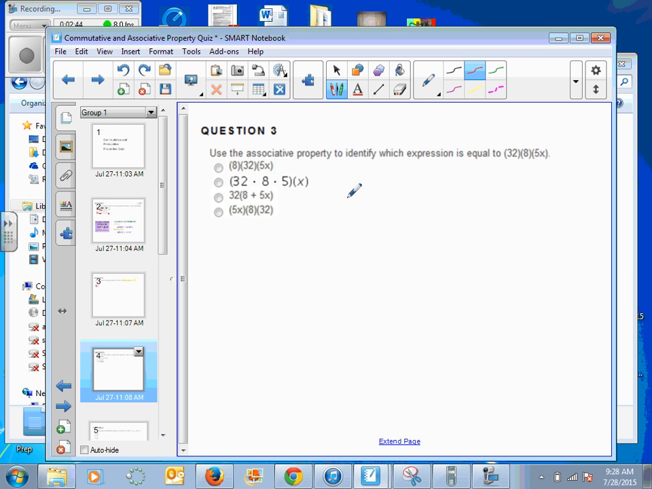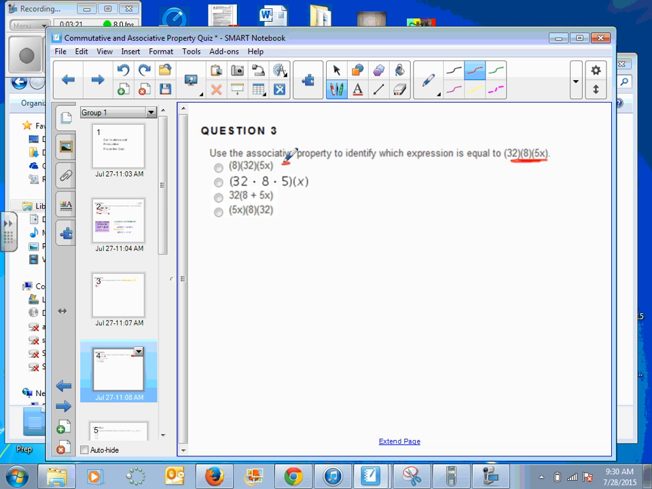Now, use the associative property to identify which expression is equal to 32 times 8 times 5x. We want to see that associative property again, the difference in the way we group things. We're looking for something that's going to give us the same thing but grouped differently. Choice A is the same thing, but they didn't change how it's grouped. They changed the order. So that's an example of the commutative property, which we're going to see in a minute. When you change that order, that's just commutative.